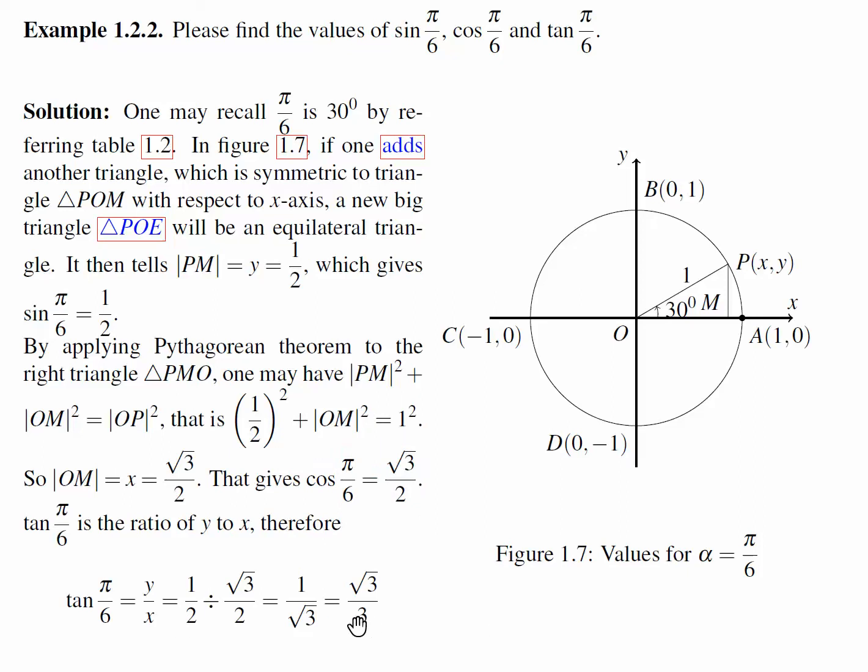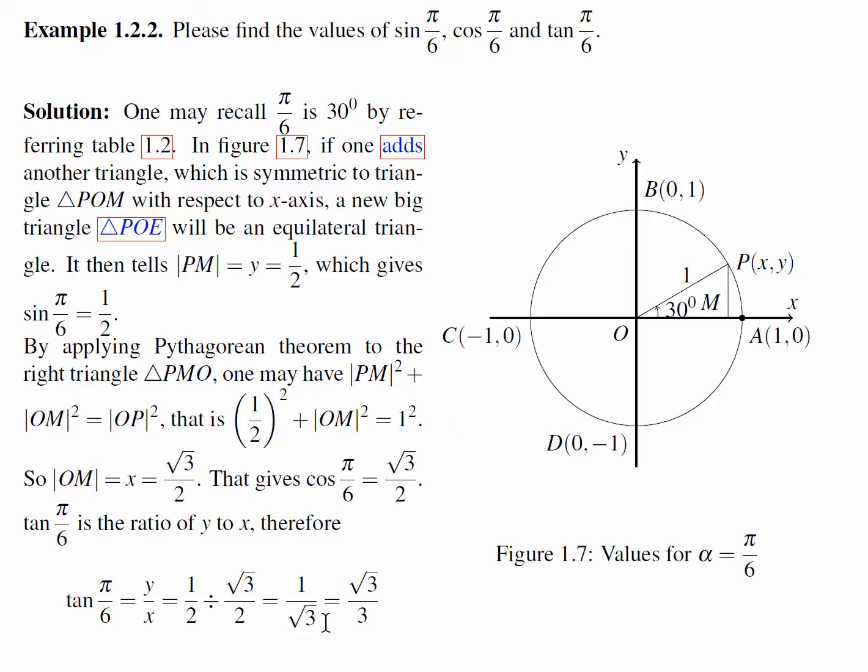And then we're going to find the ratio, y over x. y is 1/2, x is radical 3 over 2. You flip the radical 3 over 2 to 2 over radical 3, then you may cancel the 2. So 1 over radical 3 will be the ratio for y over x.